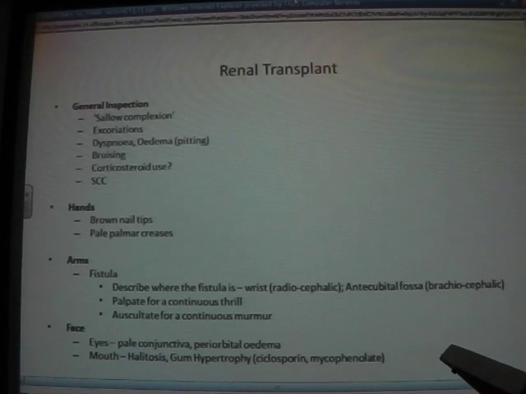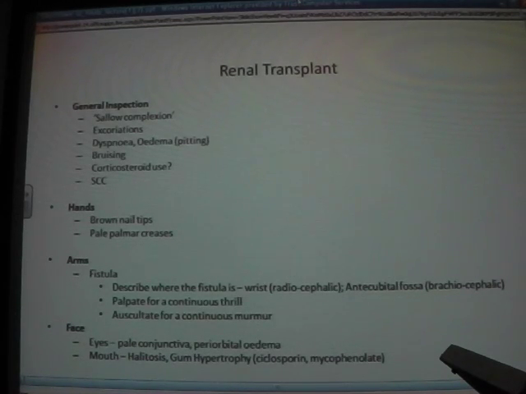Face and eyes and mouth, etc. So around the eyes, look for any periorbital edema, for fluid retention again. Look in the conjunctiva for any pallor. In the mouth, I've written halitosis. I'm not sure why patients with chronic kidney disease get halitosis, to be honest. But gum hypertrophy is another one to look for.